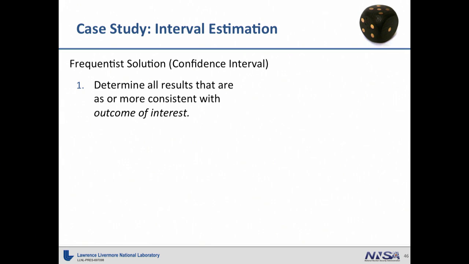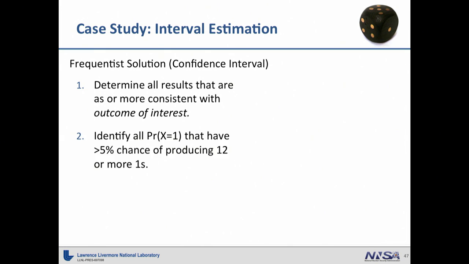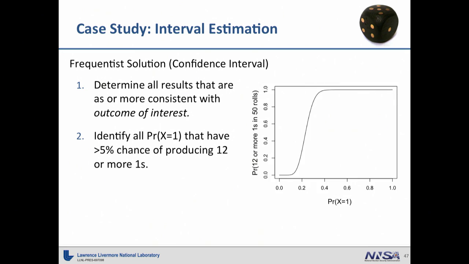And I don't really have time to explain how it works, but this is how you calculate it in this case. I'm going to figure out what outcomes of my hypothetical experiment are as or more consistent with values in my interval as the one I saw. In this case, that means anything that produces 12 or more ones out of 50 trials. So now, I'm going to take every possible theta, every possible probability of rolling a 1, and I'm going to calculate the probability of getting 12 or more ones out of 50 trials. And that's what that looks like.